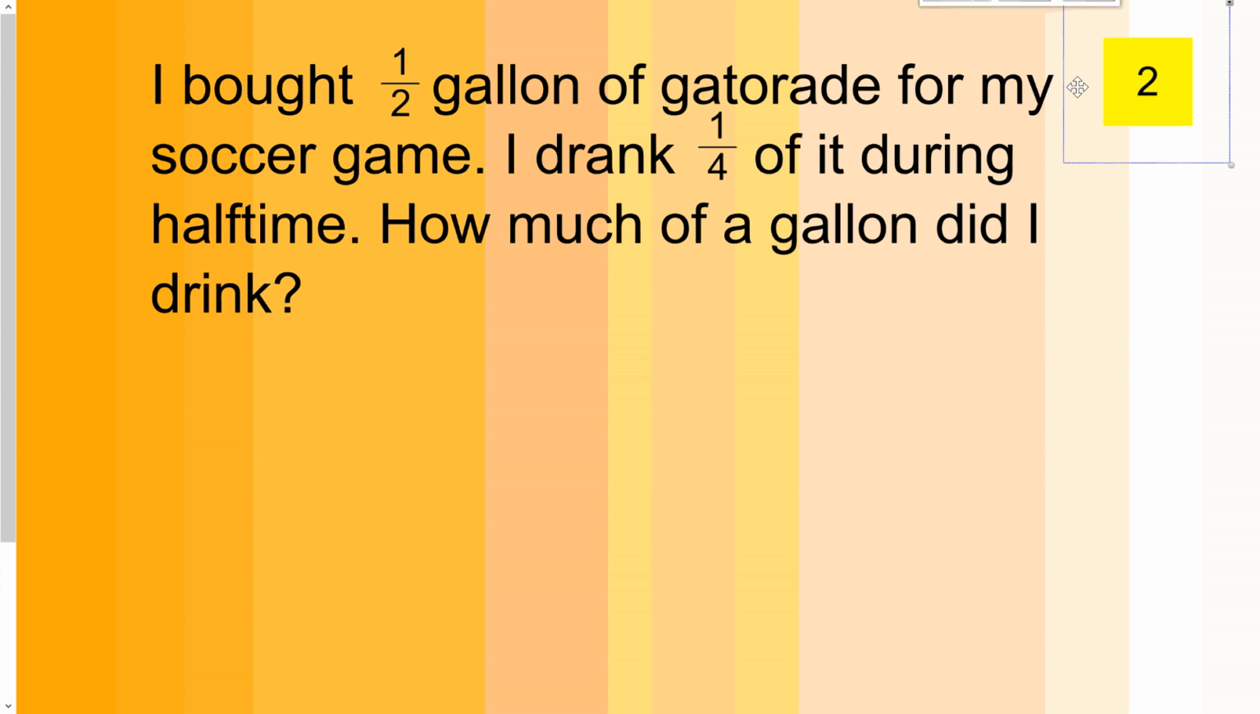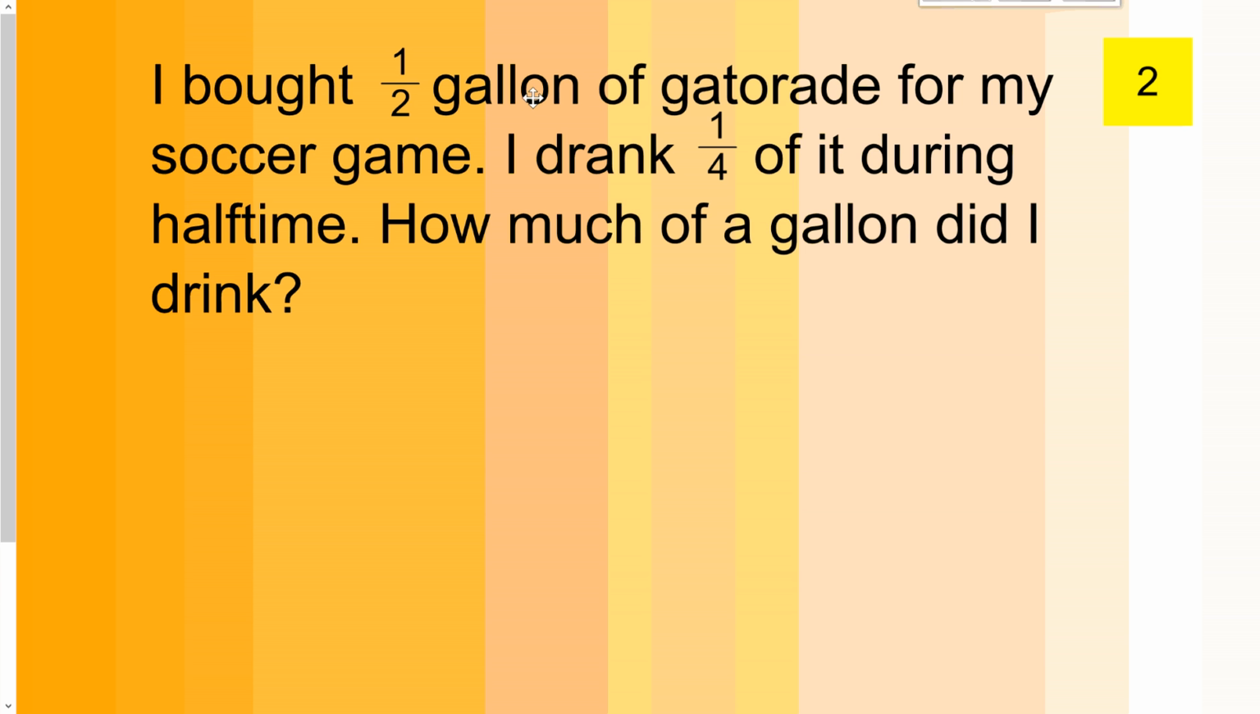So let's look at a couple strategies for solving fraction word problems. I'm going to focus right now on multiplication and division problems, but you can use similar strategies for addition and subtraction. The first strategy is, well, let's look at the problem first.